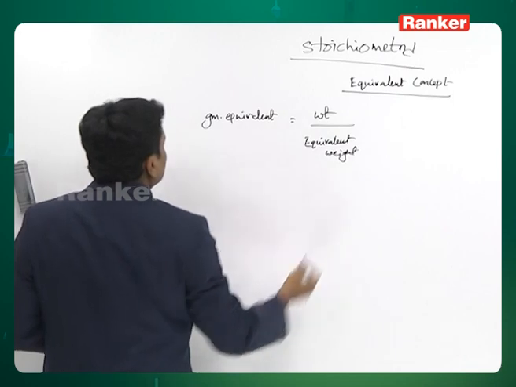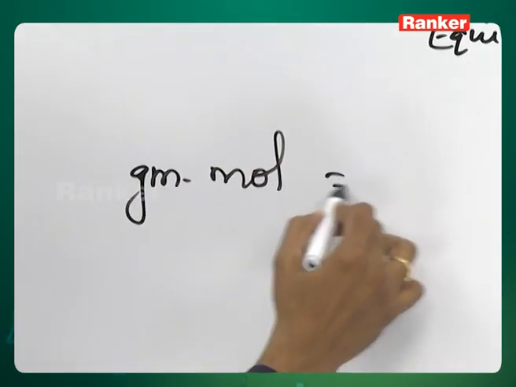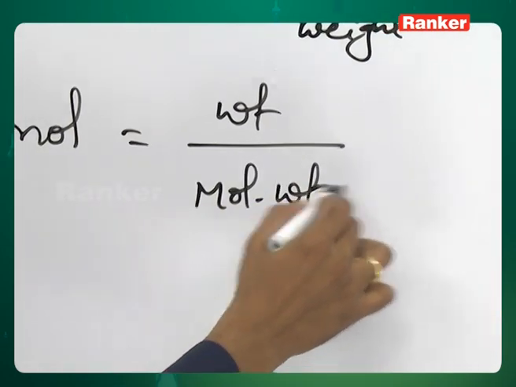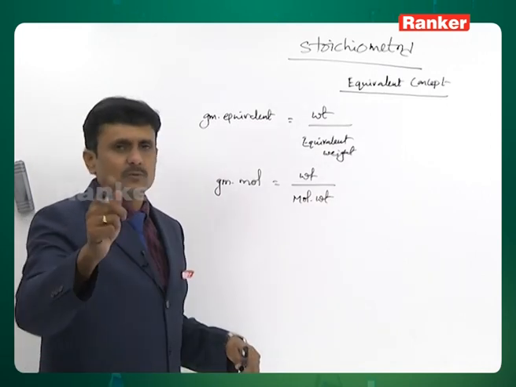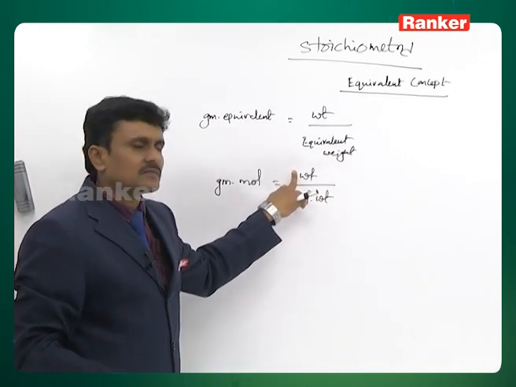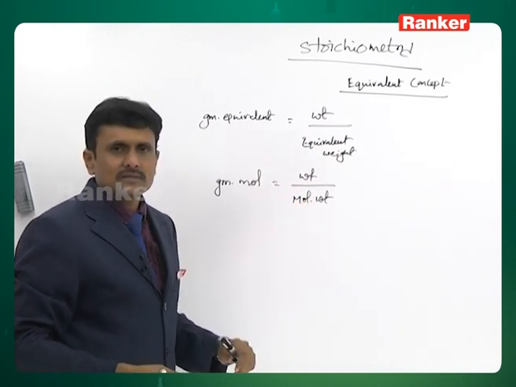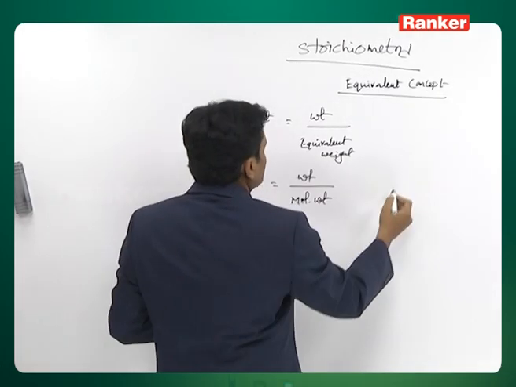Now, as we all are aware that to get the gram moles, you have to divide the weight with the molecular weight, because molecular weight many grams of a substance is equal to 1 mole. So, W grams of the substance measures how many mole, that is weight upon molecular weight. So, here there is a new term that has been introduced, which is nothing but the equivalent weight.